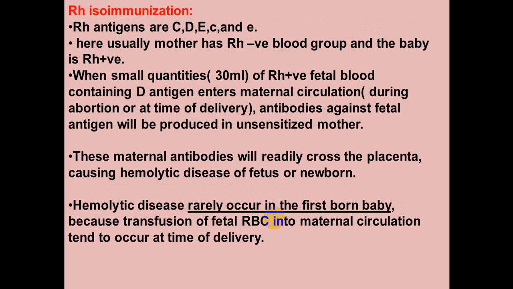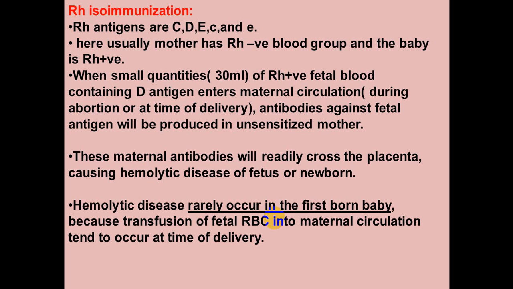Now we come to another subject, an important cause of hemolysis, which is the RH isoimmunization. In RH isoimmunization, the mother is usually RH negative and the baby is RH positive. The common RH antigens are capital C, capital D, capital E, and small c and small e. Here the mother, as we said, has the RH negative blood group and the baby is RH positive.